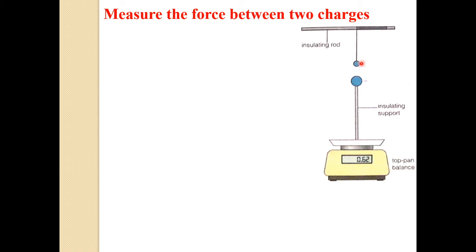Now if we keep a ruler here we can measure, but we can't select the center. So we have a light source here and we can place a screen here and project the shadow onto the screen, and from the shadow, center to center, we can measure the separation, and by varying the separation we can measure the force change accordingly.